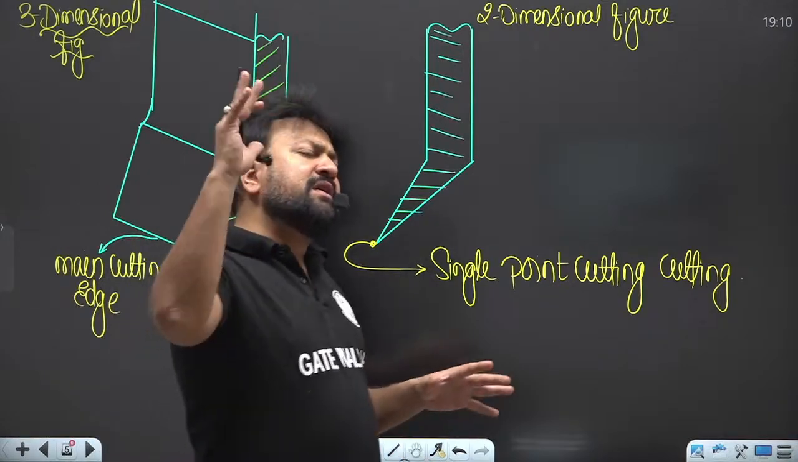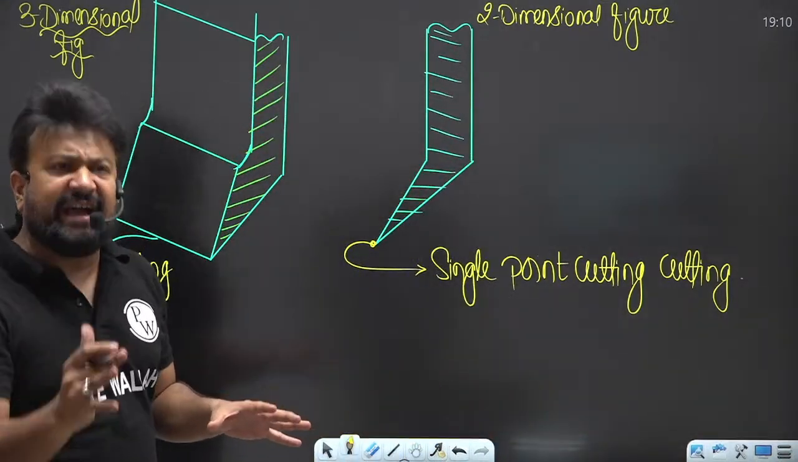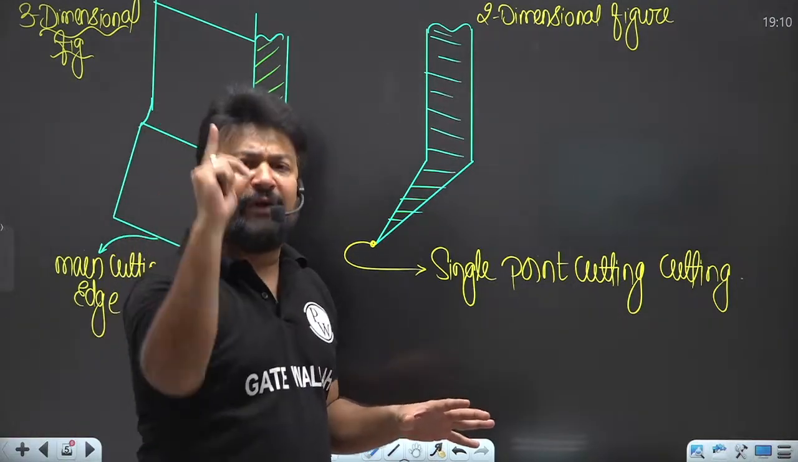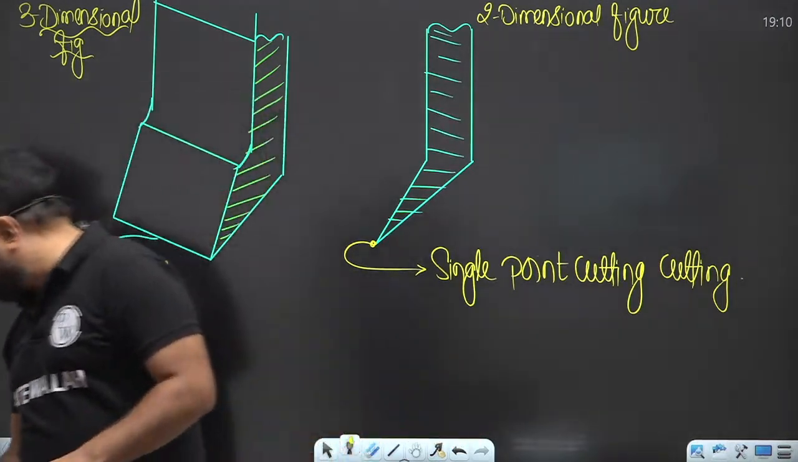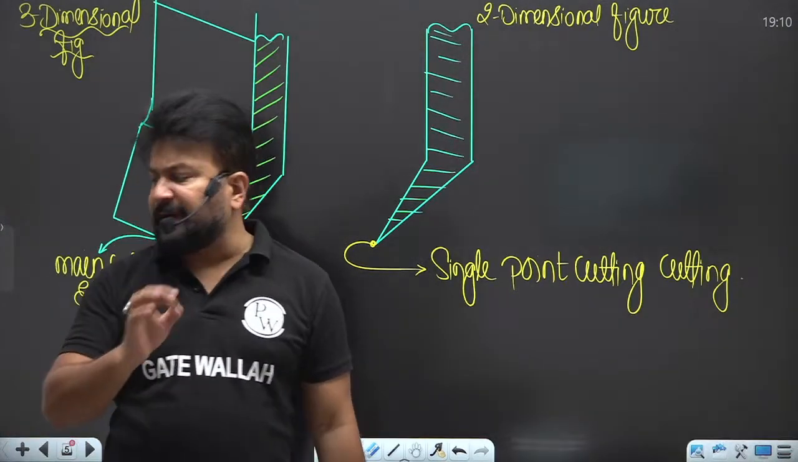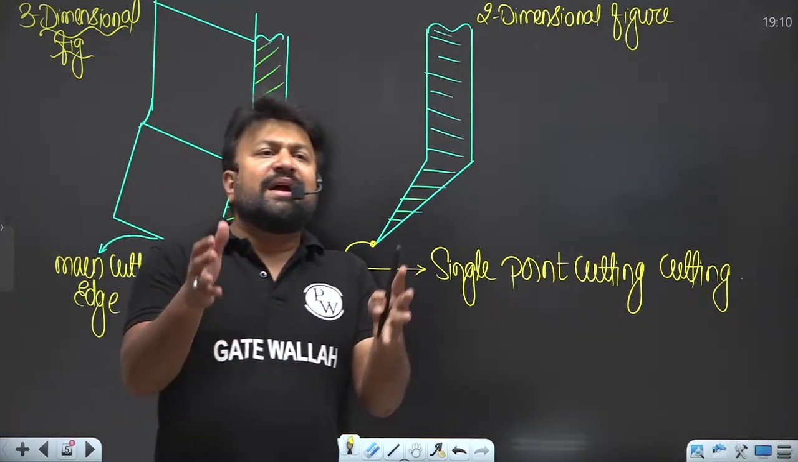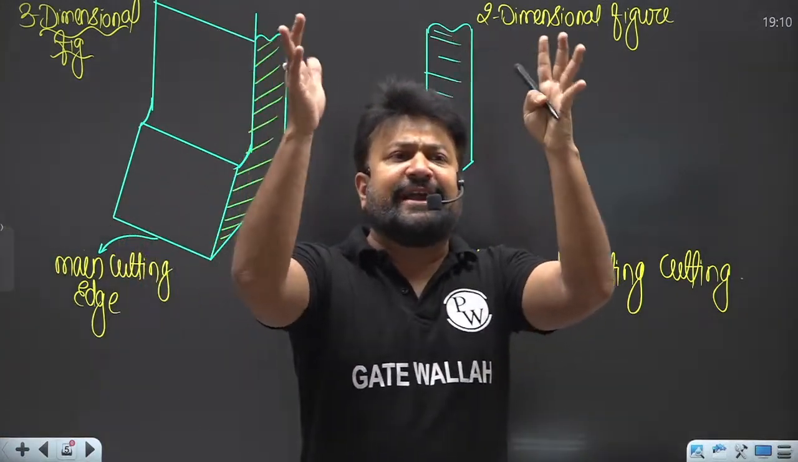The meaning of single point cutting tool is how many effective edges are participating? Only one effective edge is participating in a single point cutting tool. That's why we call it a single point cutting tool.